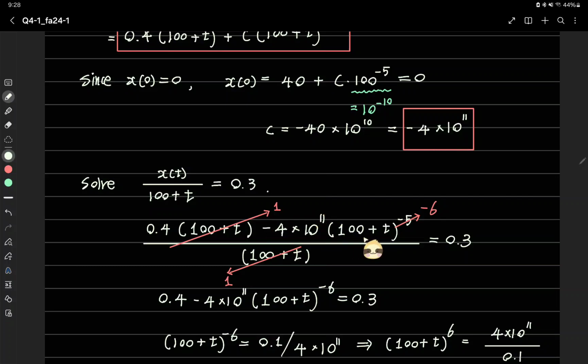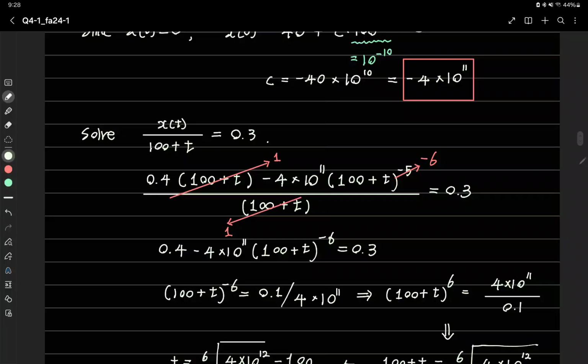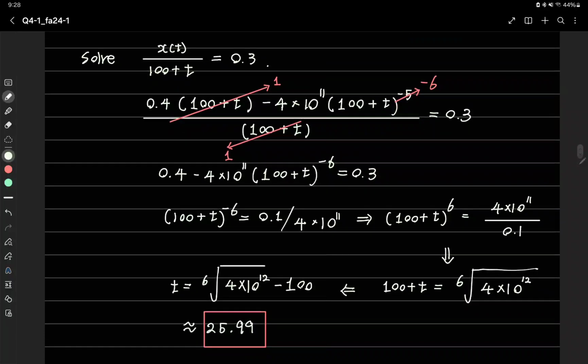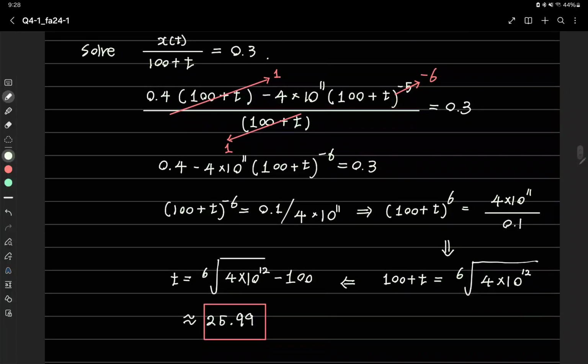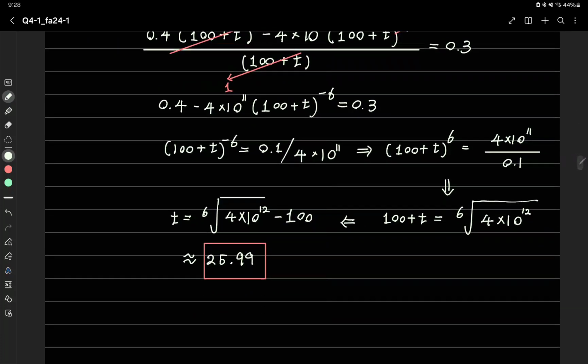And then 100 plus t to the negative 6th power over 100 plus t. So 100 plus t is a common factor. So factoring out, right, and then simplifying these fractions, we got this. And solving this equation for t, we get 4 times 10 to the 12th power minus 100. So converting this to a decimal expression, we get approximately 25.99.